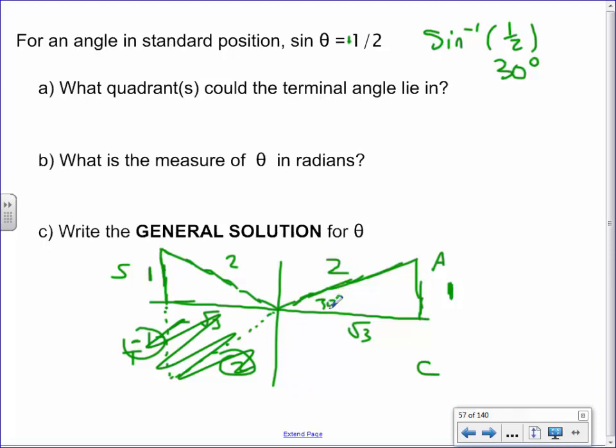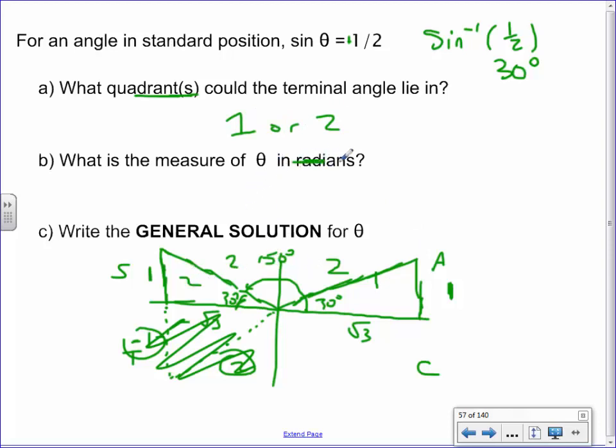So, okay, one of my possible answers is 30. I already did this one for you guys, actually. Another possible answer, all the way around to here, is 150. Does that make sense? Because this is the exact same triangle, only there's a 30 on this side here. So if here is 30, the rest better be 150. So as I answer the questions I posed here, what quadrants could the terminal angle lie in? Quadrant 1 or quadrant 2. It could have been here or here.